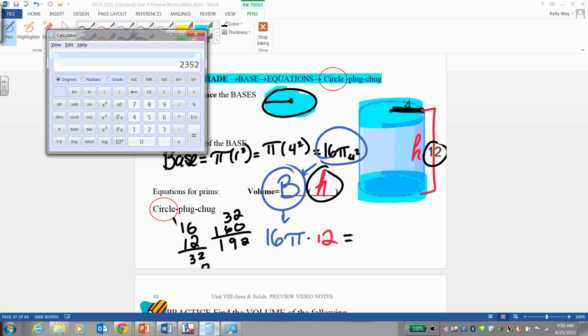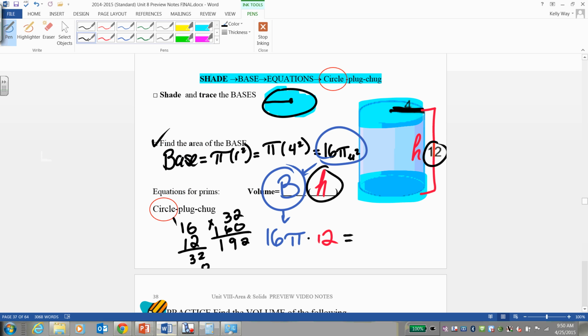192. Some of you are freaked out the fact that I did that by hand, so I'll do it on the calculator. See, now I'm not wrong. That's going to be 12 times 16, 192. So our total answer here is 192. We're doing this in pi form, so I'm going to write pi units cubed.